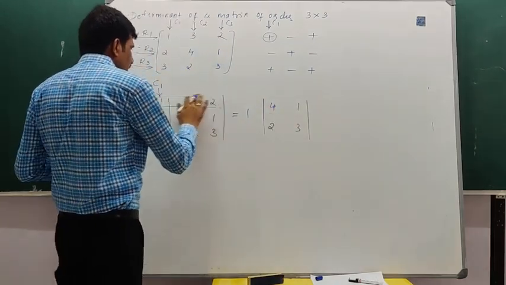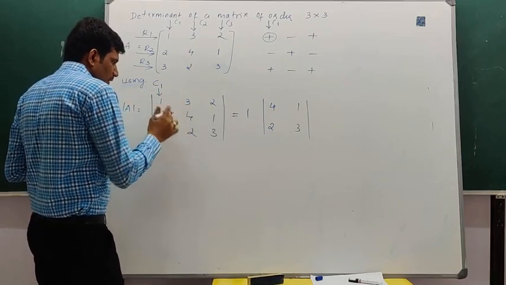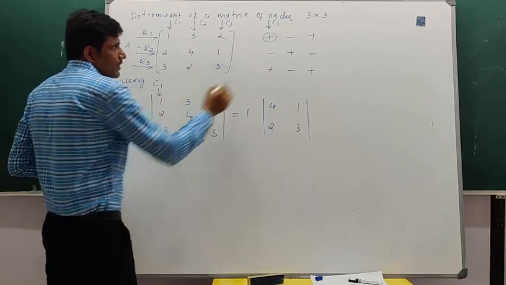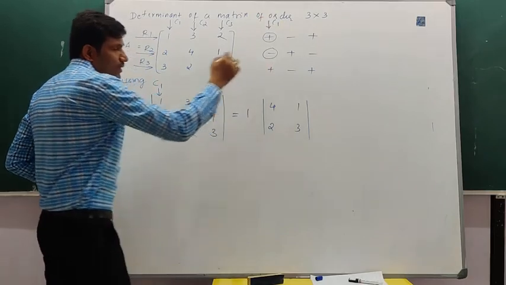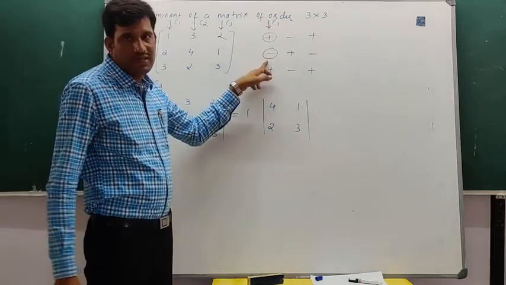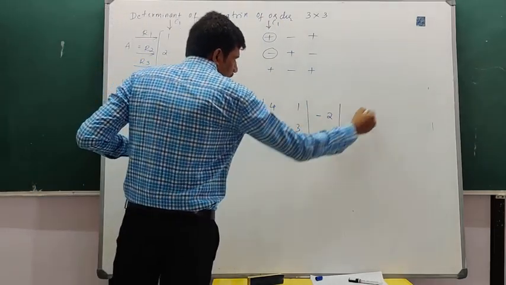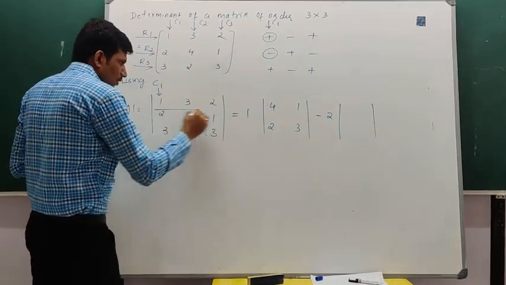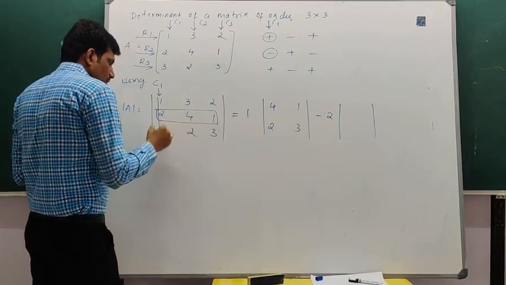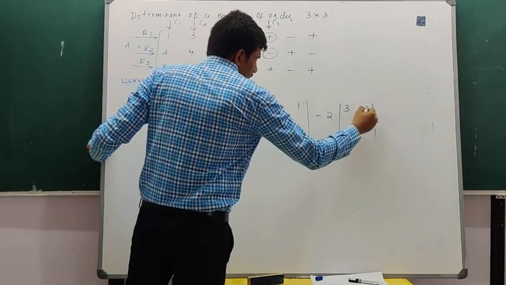What is the next element in the first column? It is 2. What is the sign of the next element? I am expanding by the first column, so its sign is minus. Minus into plus is minus 2. Now where is this 2 present? Leave that row and that column. What is left here? 3, 2, 2, 3.